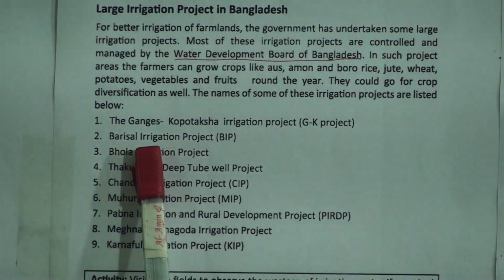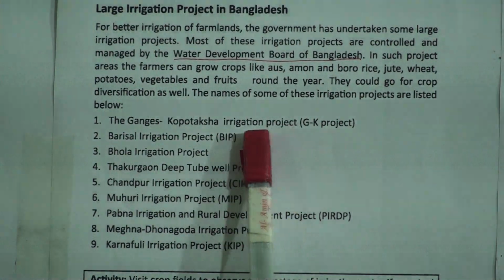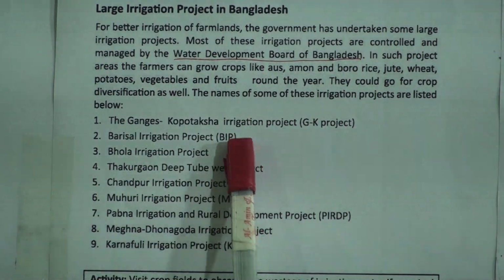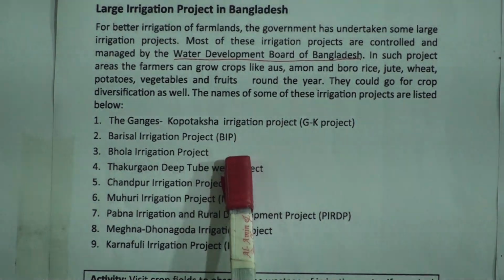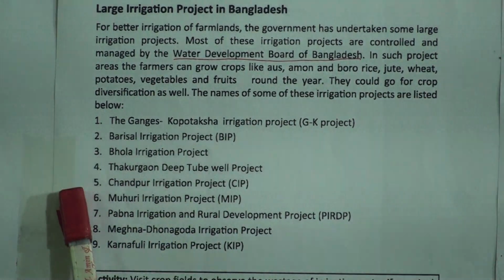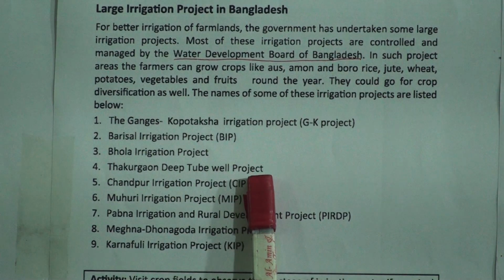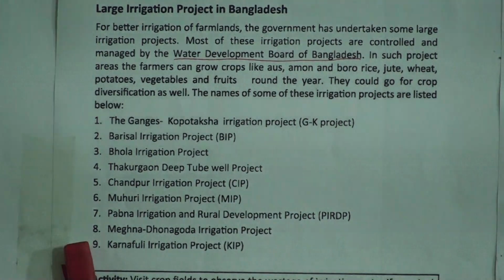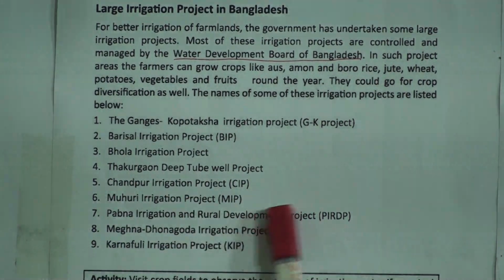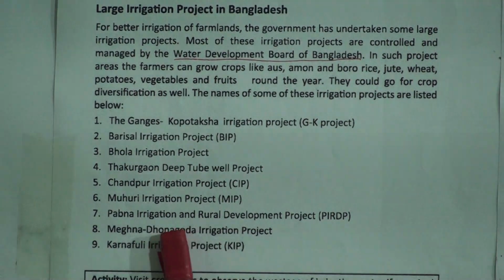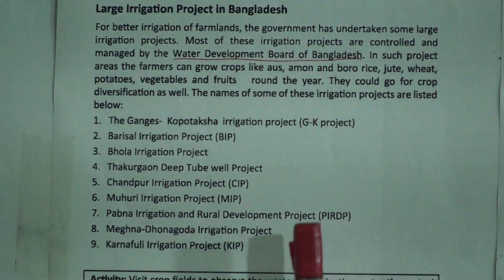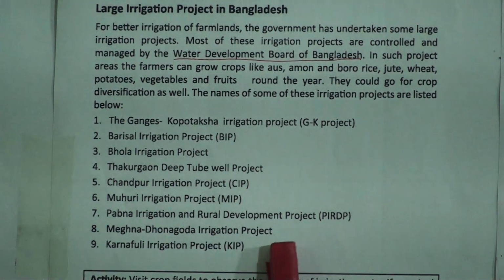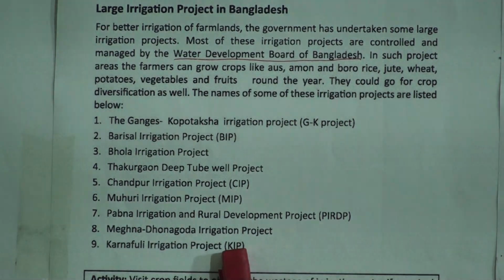Number 1. The Ganges-Kobadak Irrigation Project, in short called GK Project. Barishal Irrigation Project, in short BIP. Bhola Irrigation Project. Number 4. Thakurgaon Deep Tube Well Project. Number 5. Chandpur Irrigation Project or CIP. Number 6. Muhuri Irrigation Project or MIP. Number 7. Pabna Irrigation and Rural Development Project, PIRDP. Meghna Dhonagoda Irrigation Project, Karnafuli Irrigation Project or KIP.